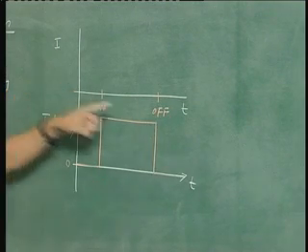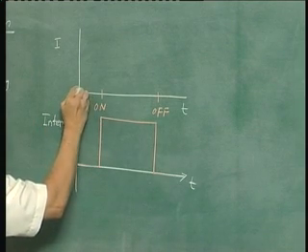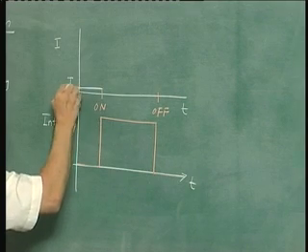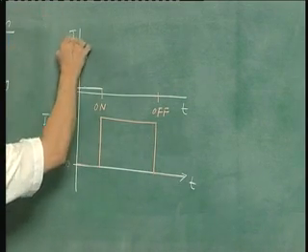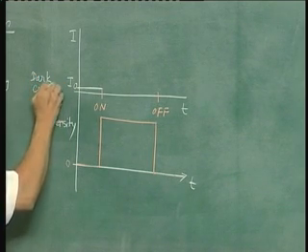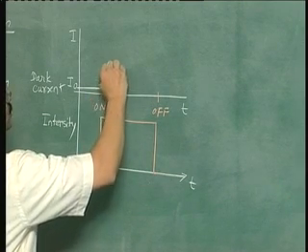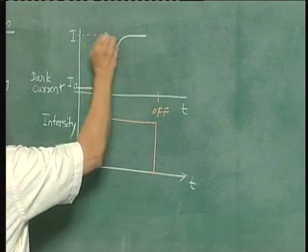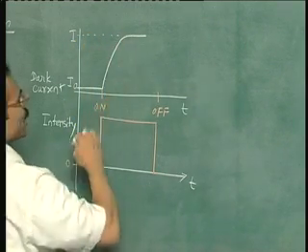Now how do we sketch I as a function of t, the observed current? We will find that you will have a small current called the dark current, I naught. So this is the dark current, and at this instant the current will start rising, and will slowly reach the steady state value. Something like charging of a capacitor, something similar to that.